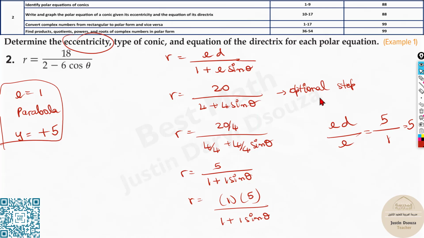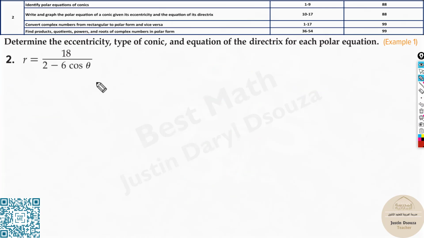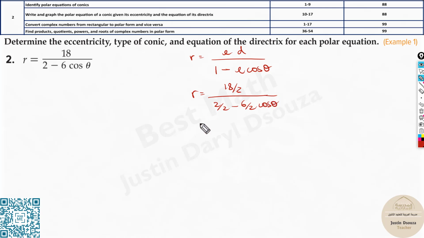Let me do another type. Okay, we have cosine over here, and it's not a parabola now. So let's do this type as well. First thing, the standard form: r equals e times d divided by 1 minus, because it's minus over here, e cosine theta. Now I'm not going to write the question again. I'm just going to look over here. It's 2, so I have to divide everything by 2. So it's 18 divided by 2 over 2 by 2 minus 6 by 2 cosine theta. Next step: 9 by 1 minus 3 cosine theta.